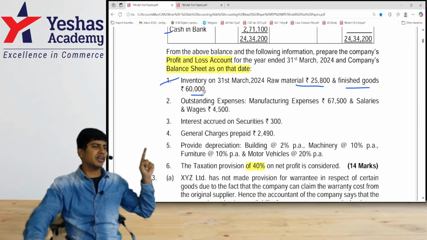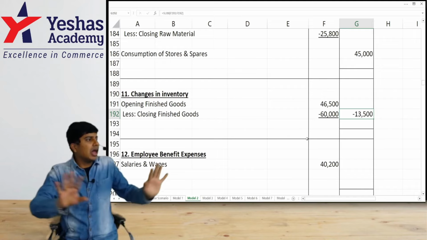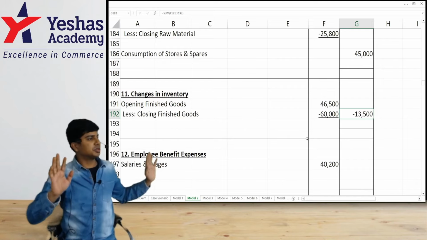Then come to changes in inventory, which is right below consumption of raw material. Opening minus closing. 46,500 minus 60,000. It will be minus 13,500. If in case we have WIP opening and closing, that would also be written here only, opening minus closing. But we don't have any WIP information. Do we have any? Ours is such that there is no WIP at all. Either raw material or finished goods.